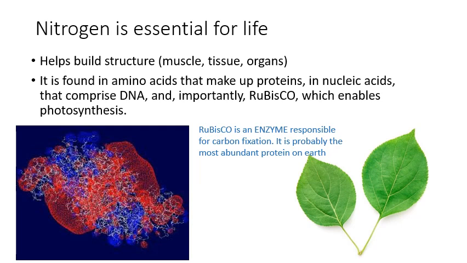Nitrogen is essential for life. It's an important component of many structures of organisms, like muscles and tissues and organs. But it's also essential for the metabolism of organisms because it's found in amino acids that make up proteins, it's found in nucleic acids that make DNA, and very importantly for plants, it's found in rubisco.